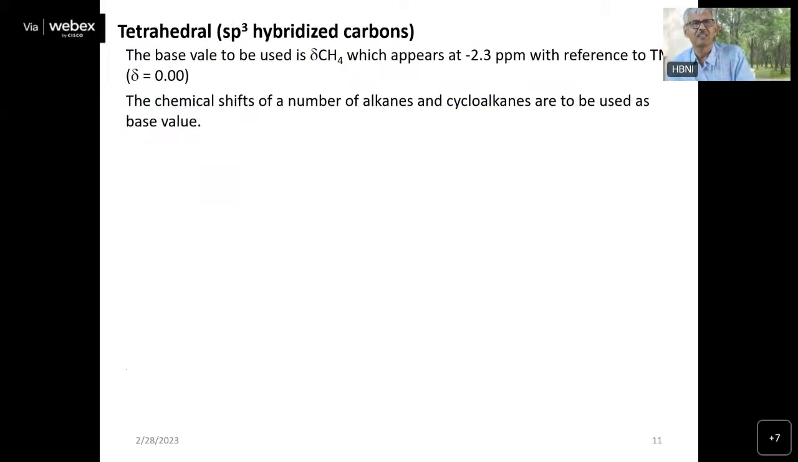Now let us see, like proton NMR, what the chemical shifts of sp3 hybridized carbons are. The simplest molecule is methane, so the base value used is the chemical shift value of methane. The chemical shift appears at minus 2.3 ppm with reference to TMS. TMS is considered as 0, so it is upfield of the TMS also.